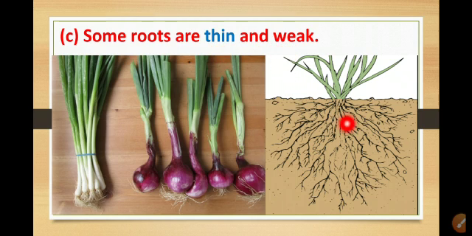Now you can see here, these are roots and these are very thin, and here are some examples of the thin roots. You can see here in this picture also, these roots are very thin, and these thin roots are called fibrous roots. So some roots are thin and weak. They do not store much food for the plant because these are very thin and weak.